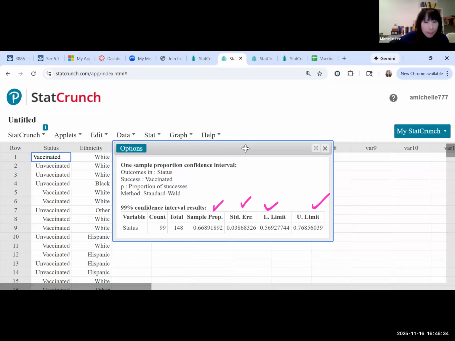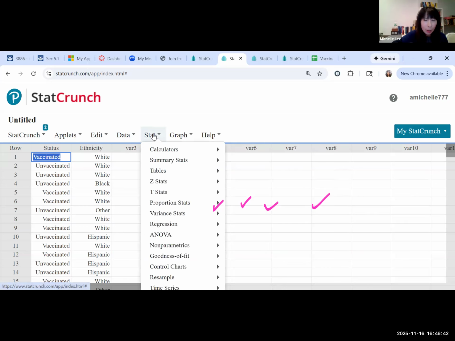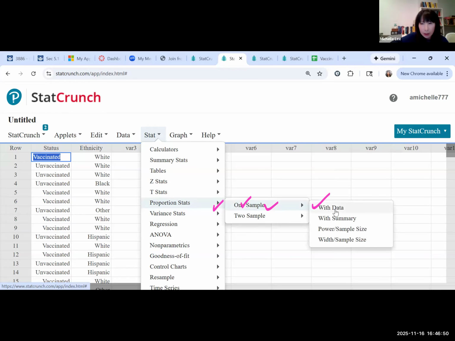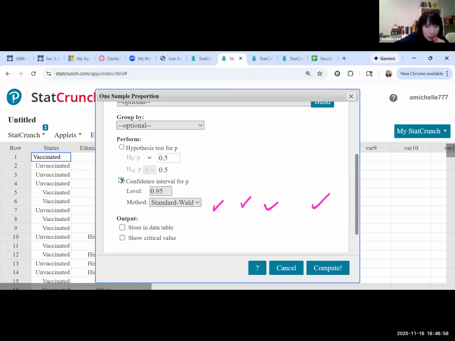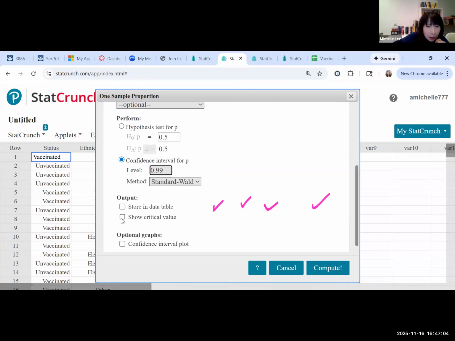Okay, then let's see. Let me do one more time because I want to show you margin of error. So, StatCrunch, proportion, one sample, with the data, vaccinated. Then confidence level 99, and then critical value. Can you see that? Show critical value, click, compute.